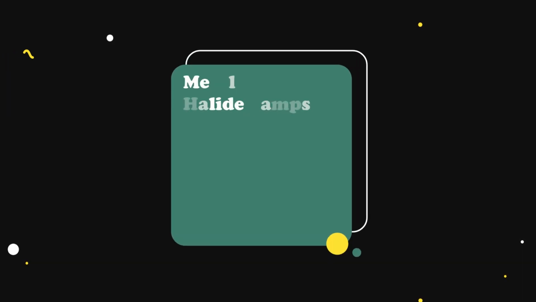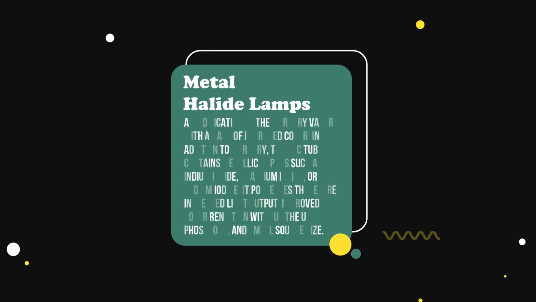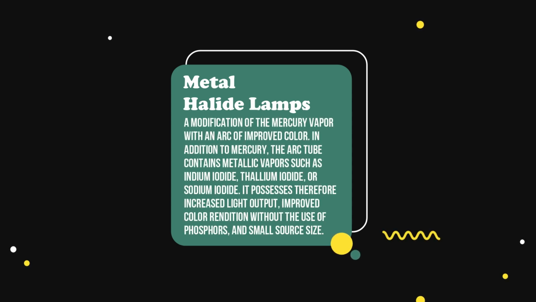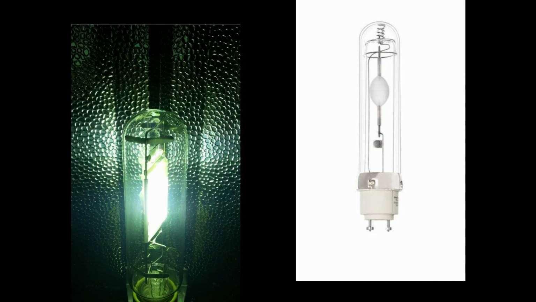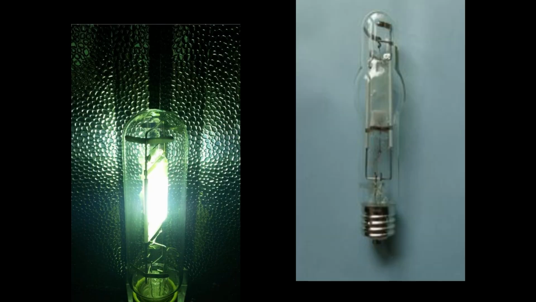Metal halide lamps, a modification of the mercury vapor with an arc of improved color. In addition to mercury, the arc tube contains metallic vapor such as indium iodide, thallium iodide, or sodium iodide. It possesses, therefore, increased light output, improved color rendition without the use of phosphor, and small source size.